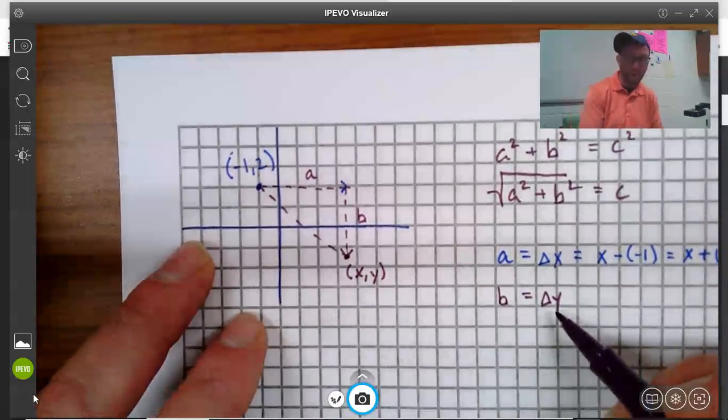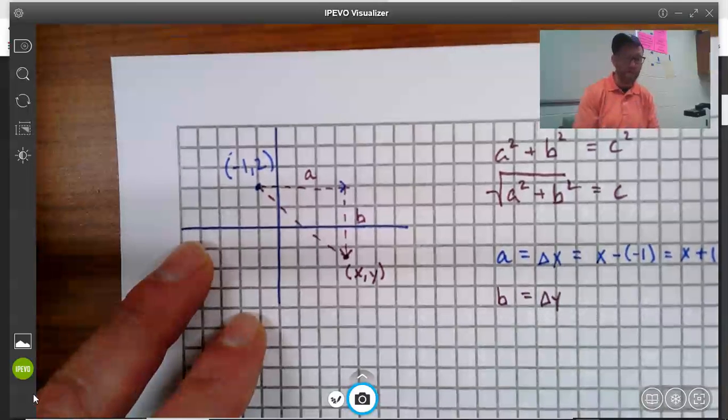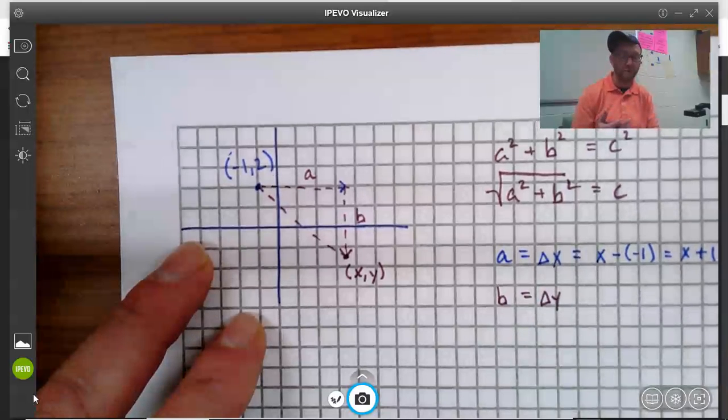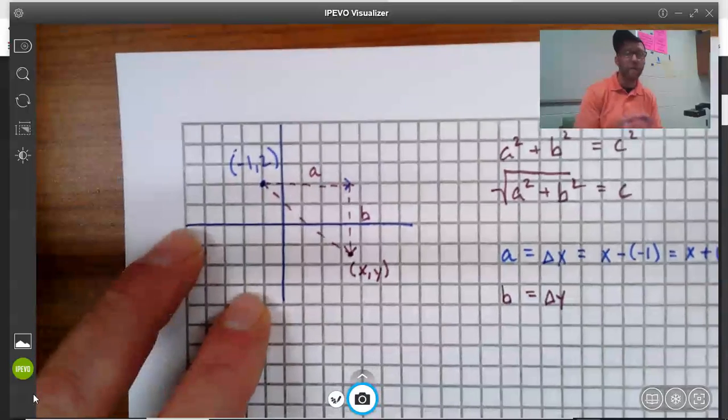The down part is called delta y. We pronounce this delta y, and it means change in y. So how much did the y coordinate of our point change? It changed from 2 to something. And how do we calculate that?